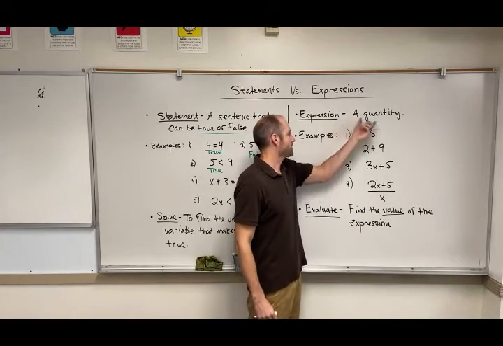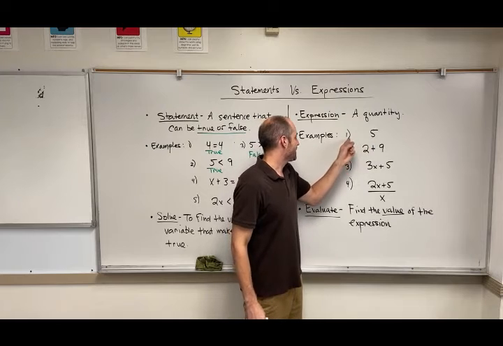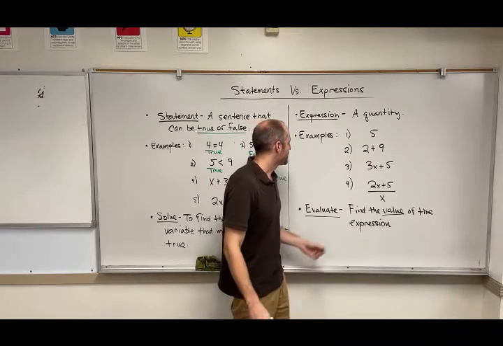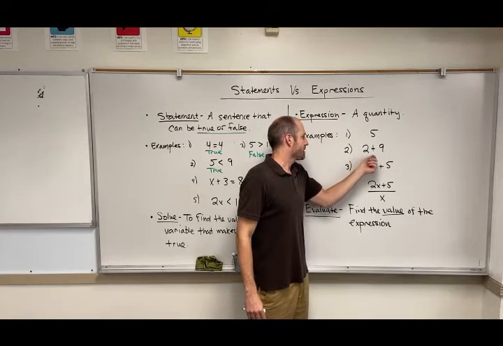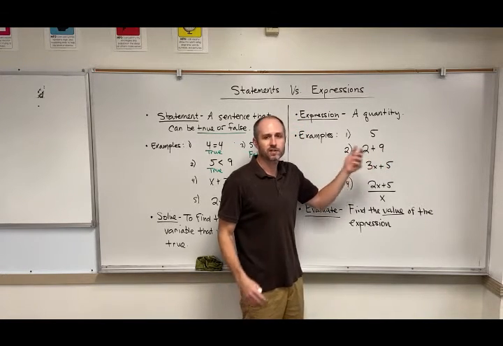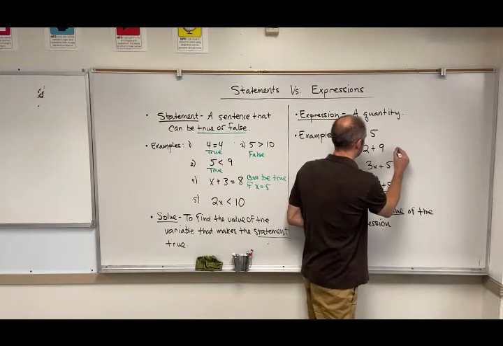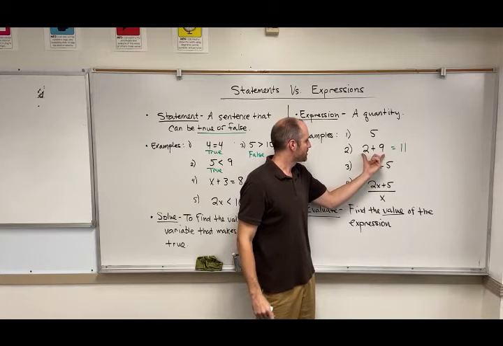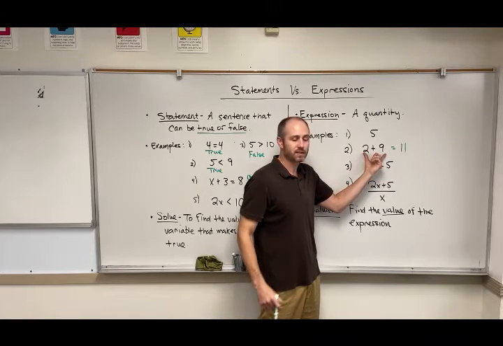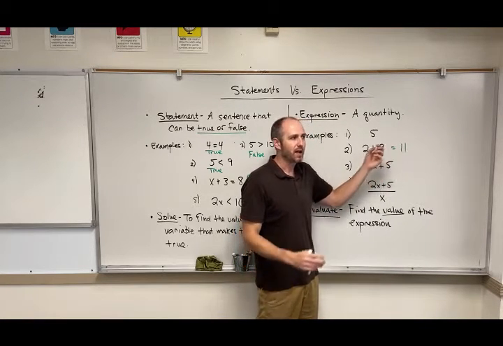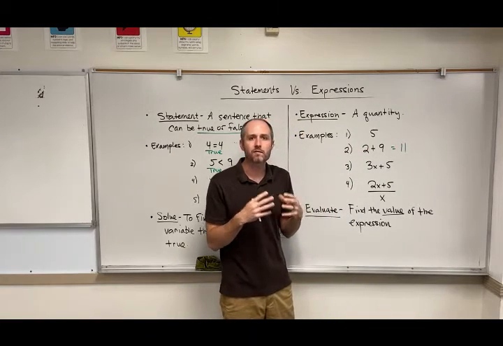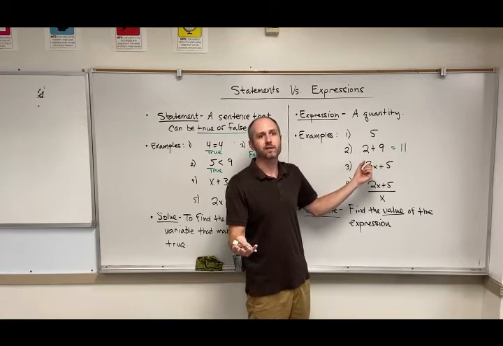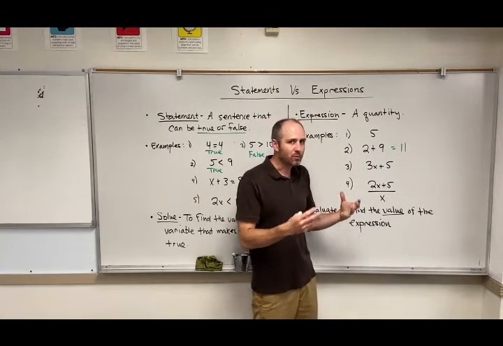So what is an expression? It's a quantity. So here's example 1. This is an expression. This is the quantity 5, a simple expression. Here is a quantity also. This is 2 plus 9, which is 11. Both of these are expressions. So 5 is an expression, 2 plus 9 is an expression, 11 is an expression, and they're just different forms of the same number. So 2 plus 9 has the value of 11. In other words, it's equal to 11.